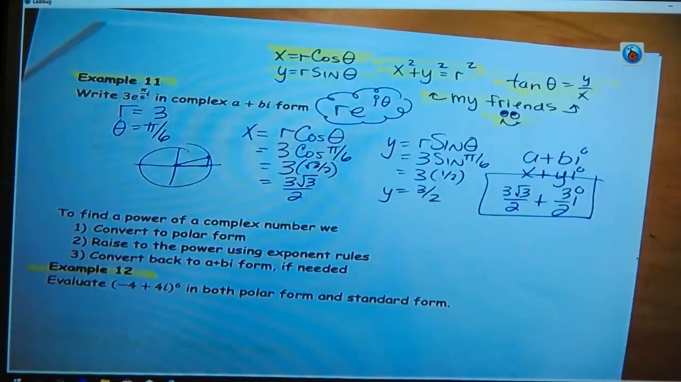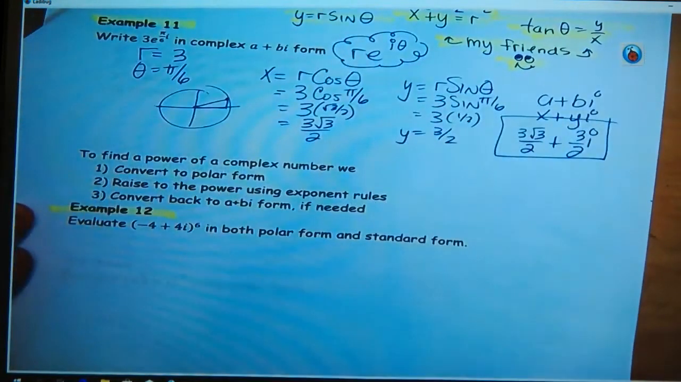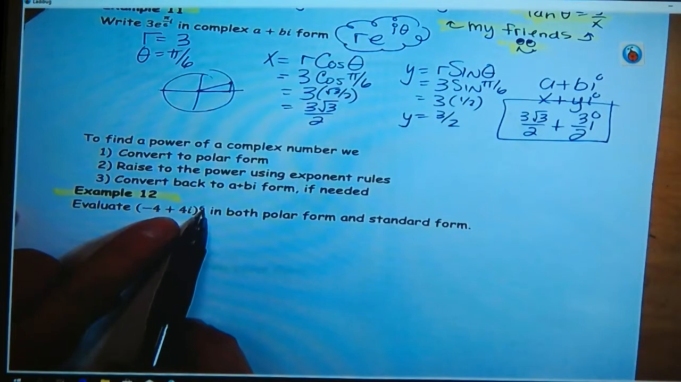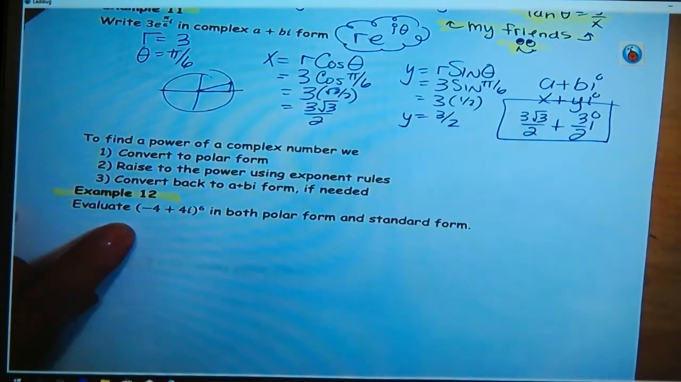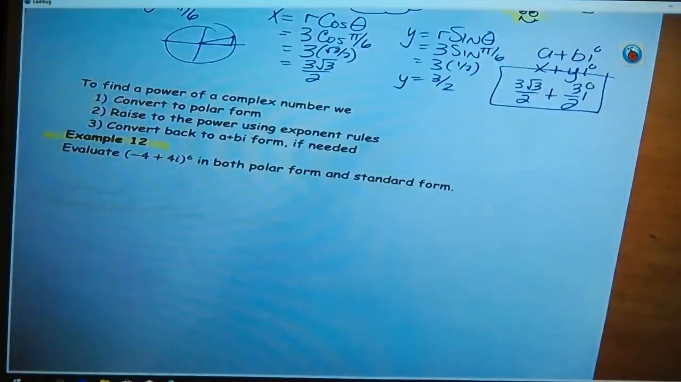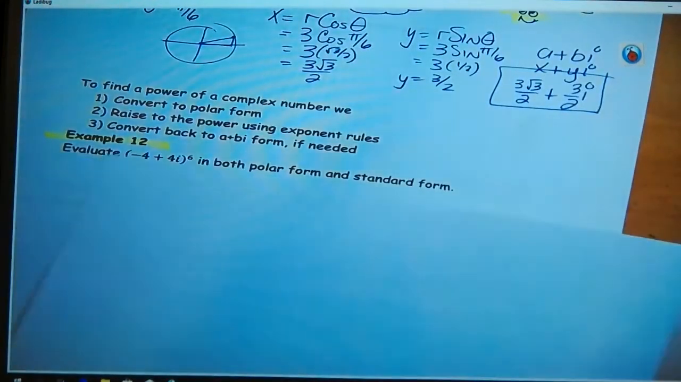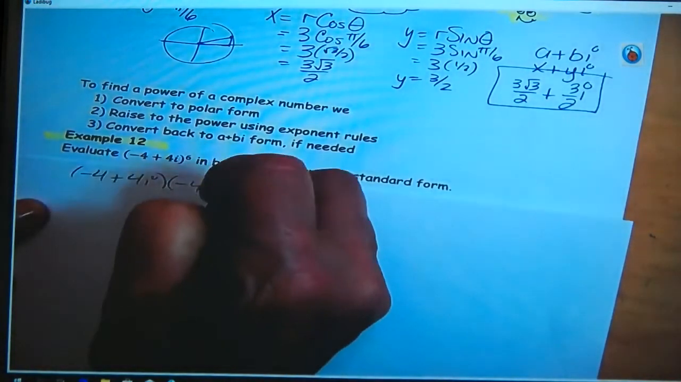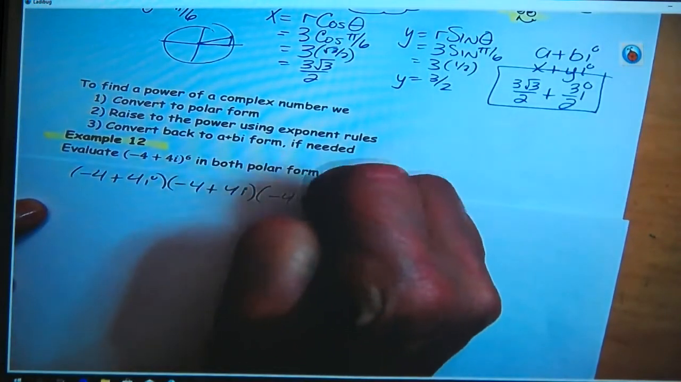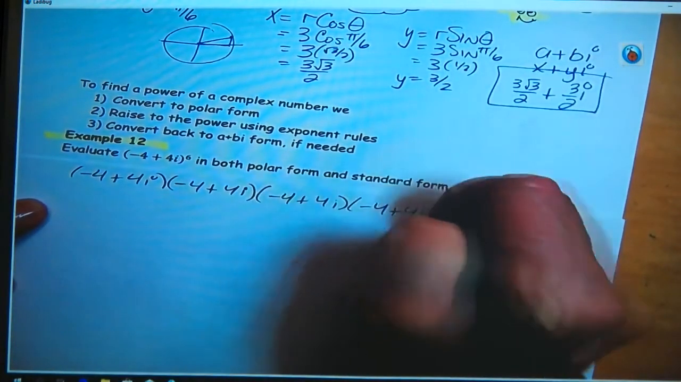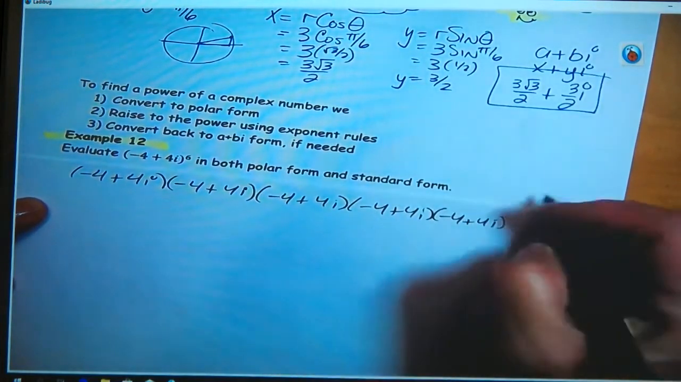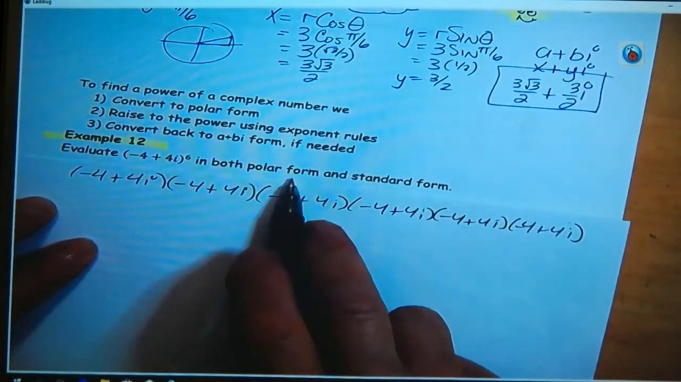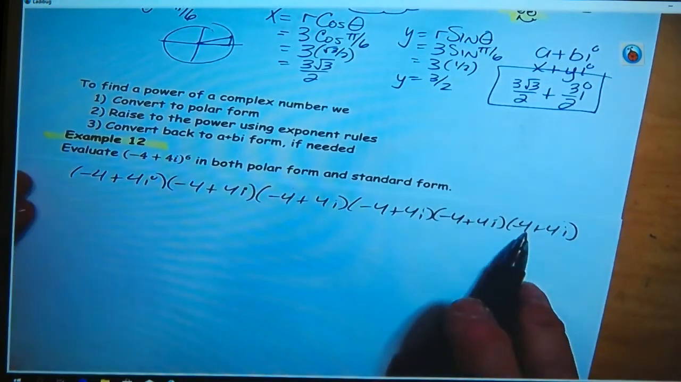Okay, so now let's go into the next skill: to find a power of a complex number, something like this. Taking this to the 6th power, one way to do that is to write this out 6 times. Let me just illustrate this. This is worth seeing. So you know, -4 plus 4i times -4 plus 4i times -4 plus 4i times -4 plus, sorry, I know this is crazy, but this is why we love polar coordinates. Because if we change this to polar coordinates first, it's so much faster.